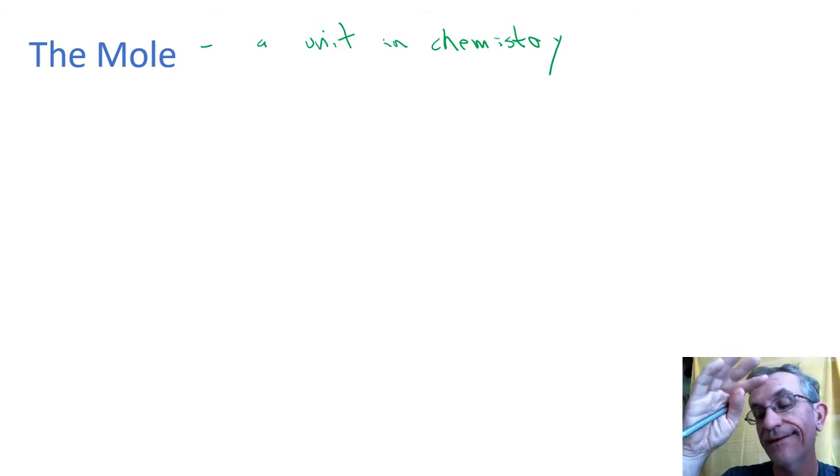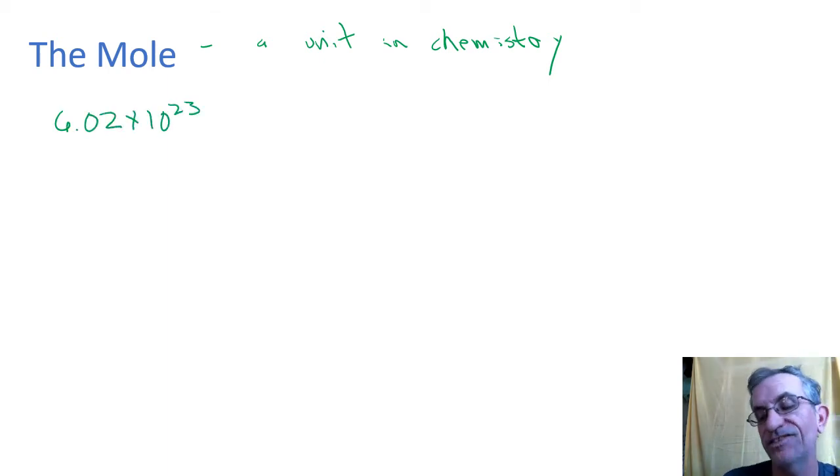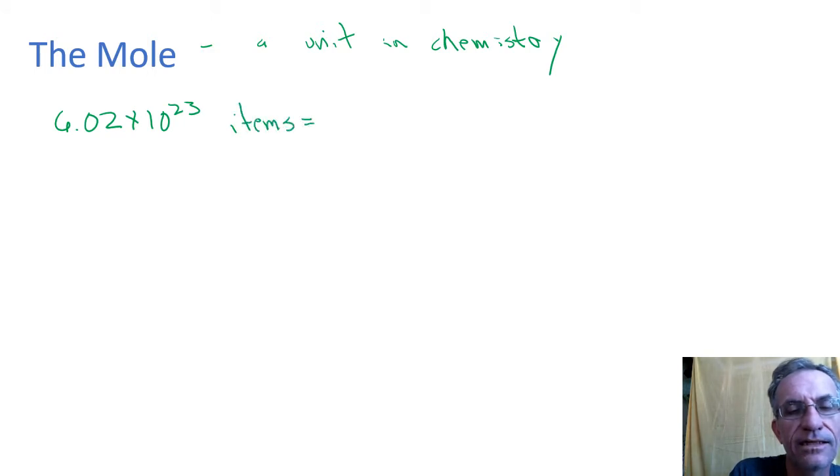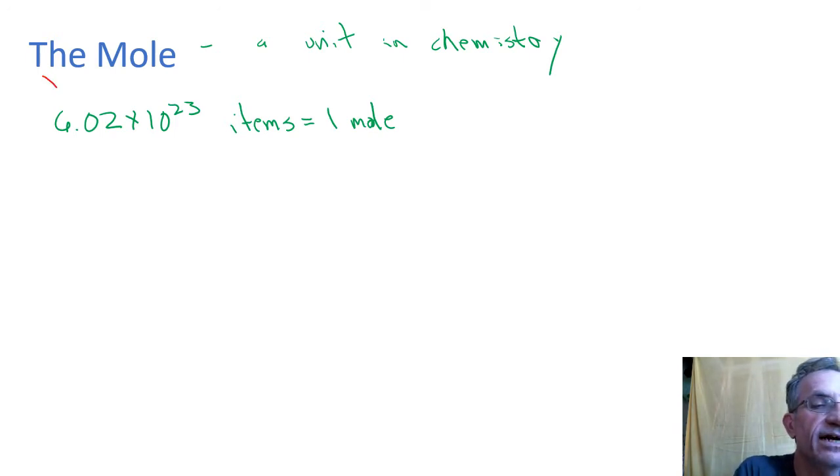The way that we convert is we need a conversion factor. And the conversion factor with the mole is that it is 6.02 times 10 to the 23 of something. That something could be different depending on the problem. So for right now, 6.02 times 10 to the 23 items is the same thing as a mole. The 6.02 times 10 to the 23 is a really important number. You're going to use it a bunch, and it's got a name. It's named after a famous Italian chemist. It's called Avogadro's number.